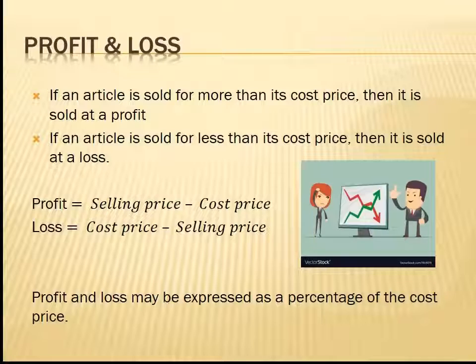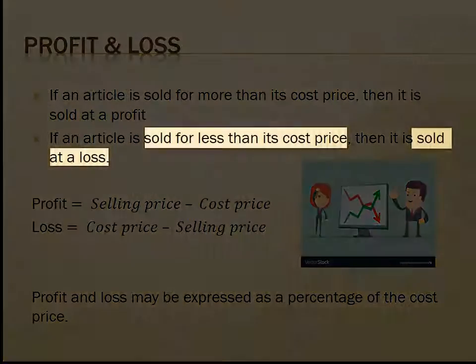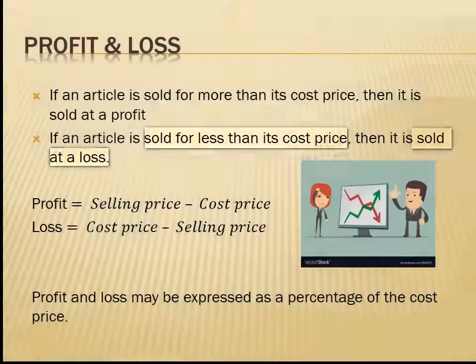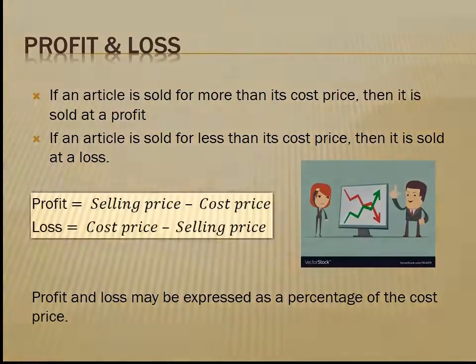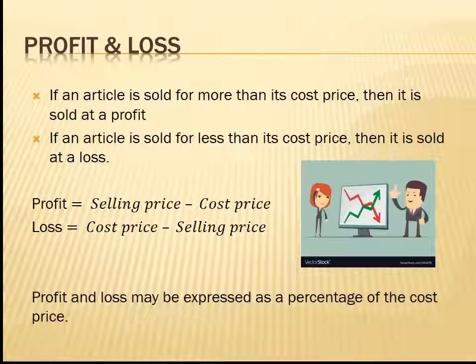Okay, let's move on to profit and loss. So we know that if an article is sold for more than its cost price, then it will be sold at a profit, whereas if it is sold for less than its cost price, then a loss is made. To calculate profit, it would be selling price minus cost price, whereas loss would be cost price minus selling price. And note that both profit and loss may be expressed as a percentage of the cost price.